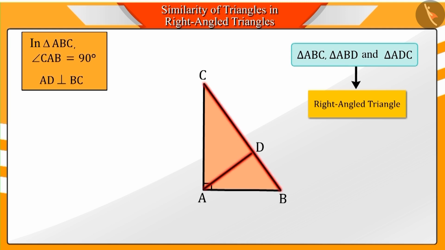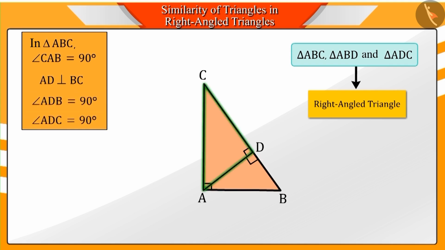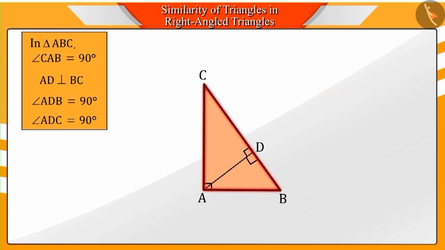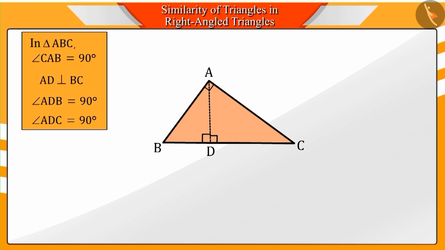Because AD is perpendicular to the side BC, and we know that perpendiculars intersect each other at 90 degrees, which is why triangle ABD and triangle ADC are also right-angled. What else do you see in these triangles? Let's rotate the triangle ABC in such a way to observe and understand the triangles.